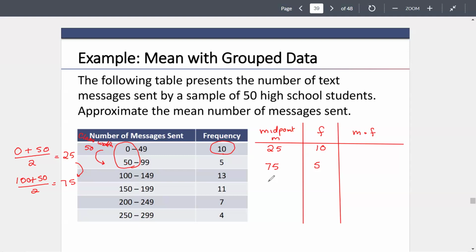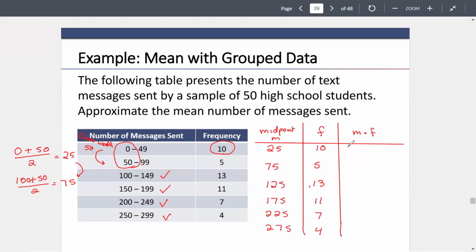If I add on 50 one more time, that's going to be 125, and that represents this class. We had a frequency of 13. We add on 50 again, we get 175, representing the midpoint of this class. I had a frequency of 11. The midpoint of this class, if I add on another 50, is 225. We had a frequency of 7. And then this last one would have been 275 as the midpoint and a frequency of 4.